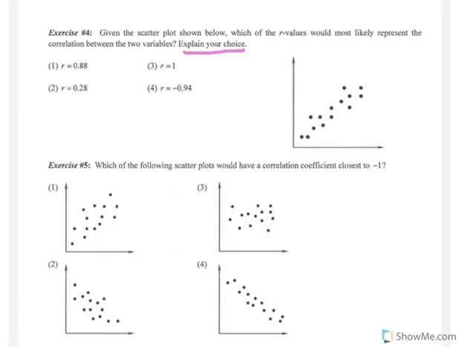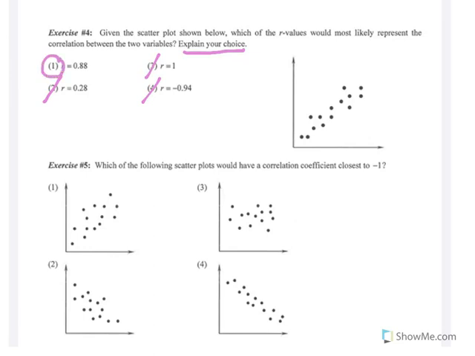So if you look, this is clearly a positive correlation, which means that we can eliminate choice 4. It is not scattered all over the place, so it's a pretty strong correlation, so it can't be choice 2. Choice 2 would be more scattered because it's weaker. Now, it's not a perfect straight line, so it can't be choice 3, which only leaves choice 1.